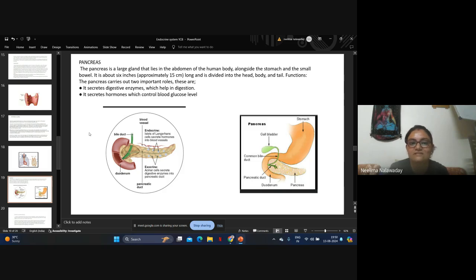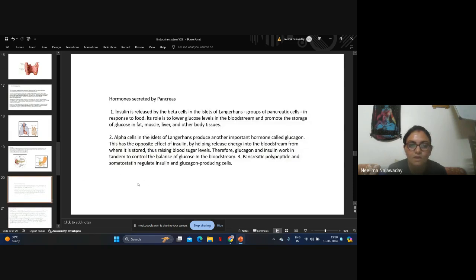Pancreas is about 6 inches, approximately 15 centimeters long, and is divided into head, body, and tail. Head, body, and tail. And this is the tail of pancreas, and here you can see the cells which produce insulin and glucagon. Insulin is released by the beta cells in islets of Langerhans, groups of pancreatic cells. That is the name of the cells. I think you also know about beta cells and pancreas. That is very common nowadays because of diabetes mellitus.